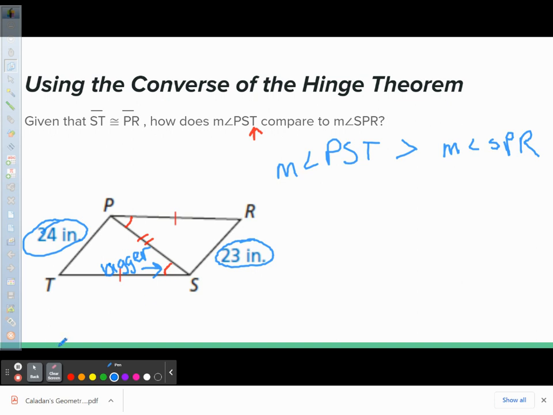All right, let's do another one together, and then after we do the one together, then I'll see if anyone has any questions. There's a part on the front for you to write your questions down. That way you don't forget them.